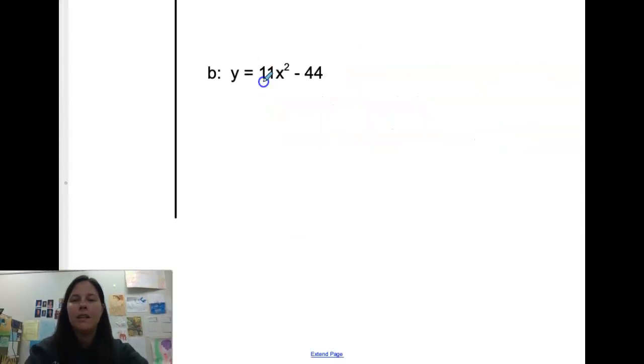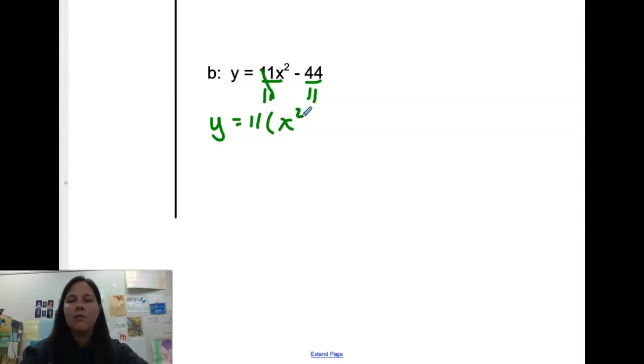Example B, the coefficient of the x squared is 11, so I know I need to divide that out in order to use my T-chart method. Factoring that 11, putting that outside the parentheses. On our first term, those just cancel, leaving me with the x squared. And 44 divided by 11 gives me 4.